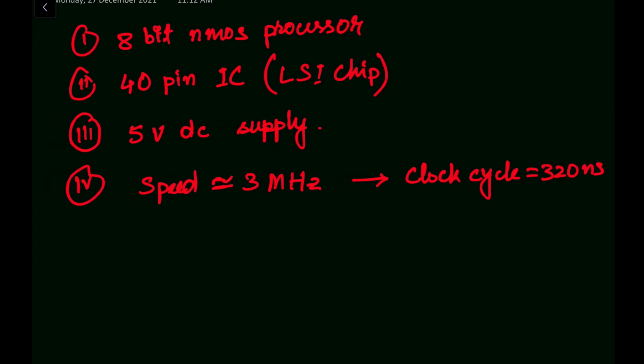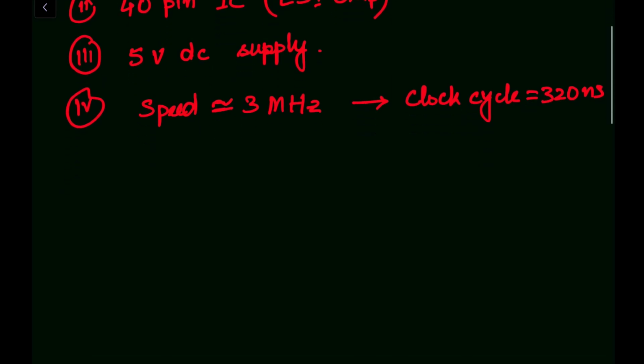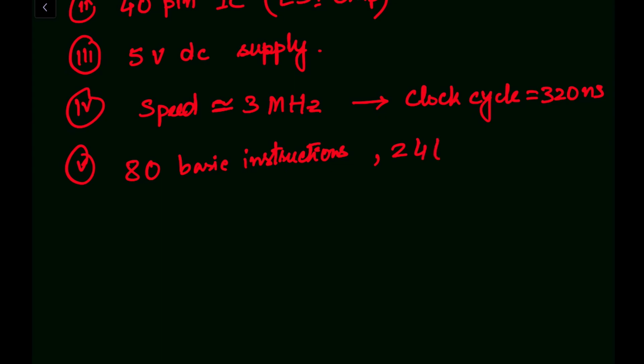In some versions, such as the Intel 8085AH version 2, the clock cycle is 200 nanoseconds. In the fifth point, it has 80 basic instructions and 246 opcodes. What is the meaning of opcode? Opcode means operation code: op for operation, and code. So the operation code means the operation it is going to perform.